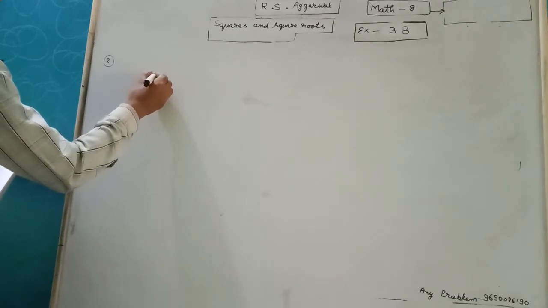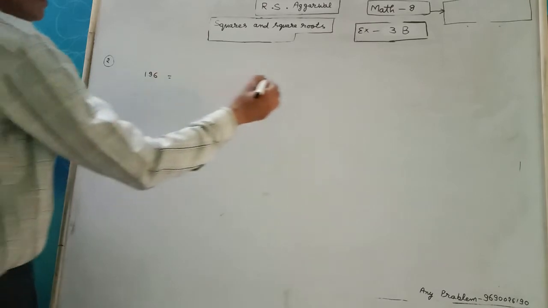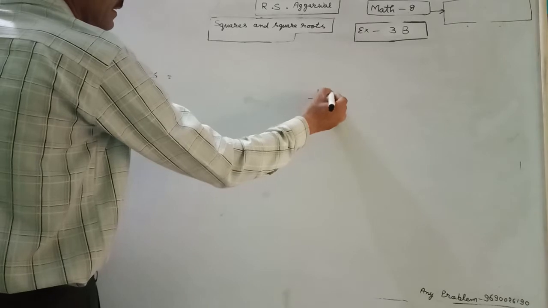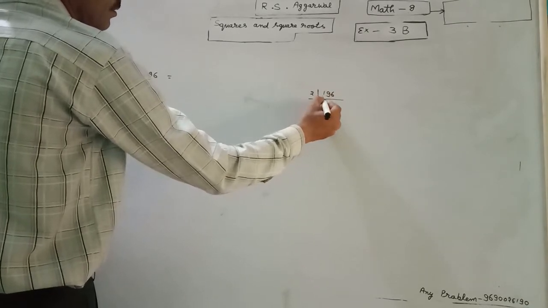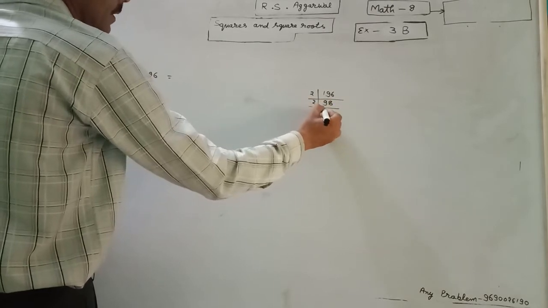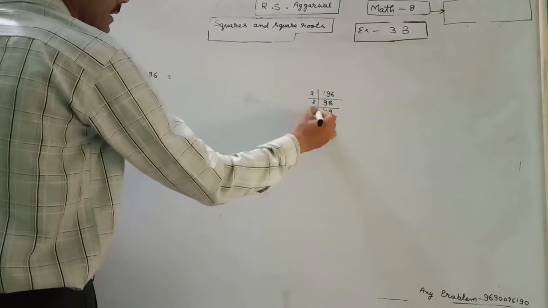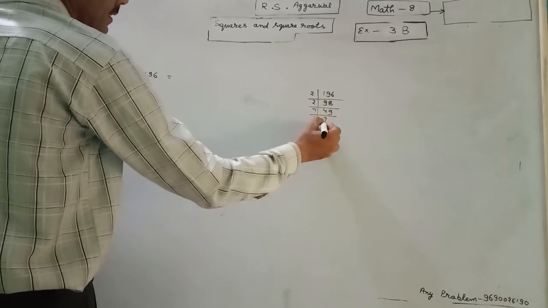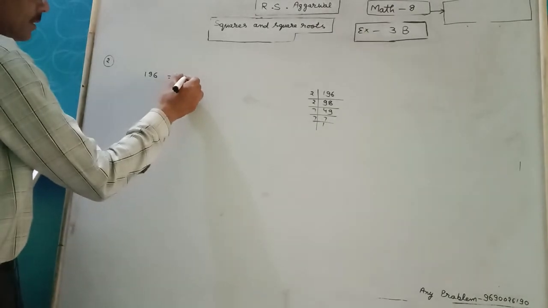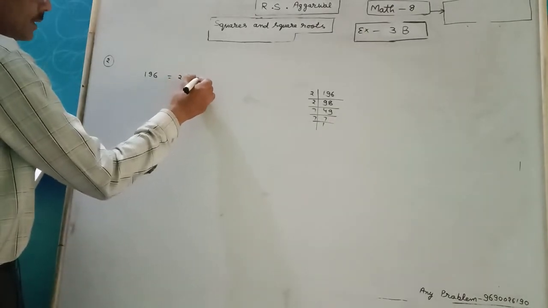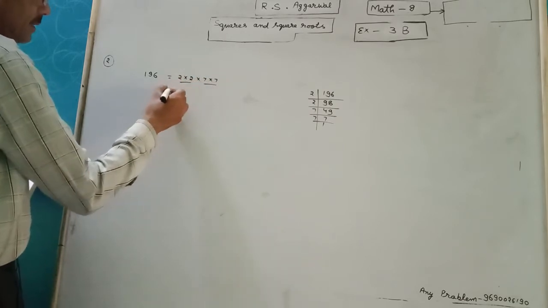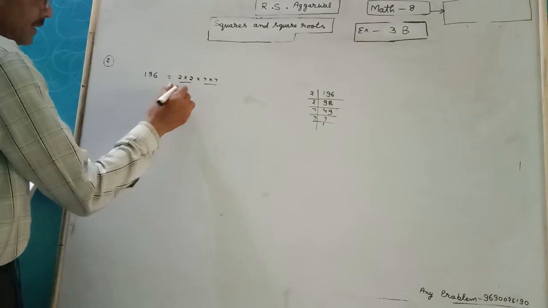196, do the factor. 196, 2 divided by 9, 49, 7 7 ja 49. Write the prime factor. 2 into 2 into 7 into 7. Make the pair. Write in square form.